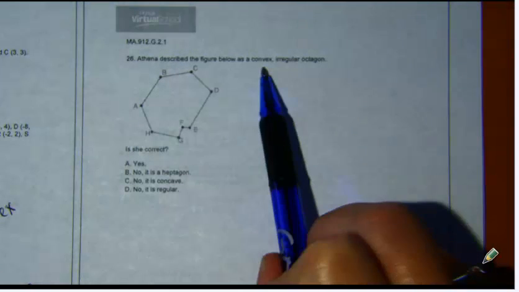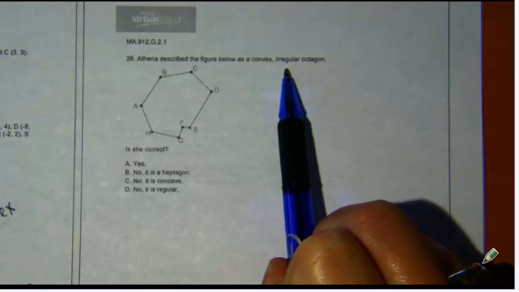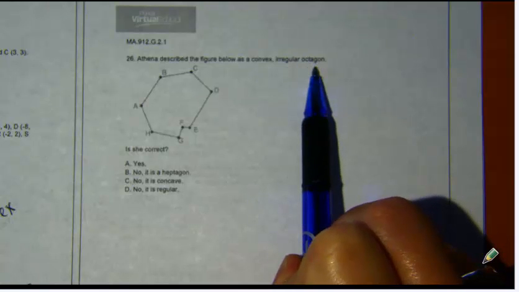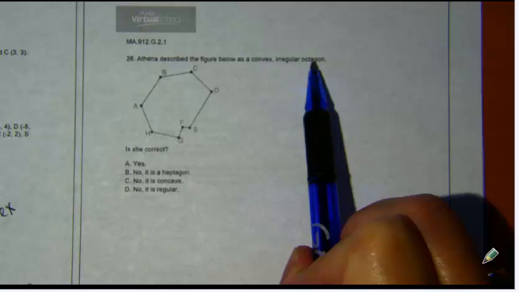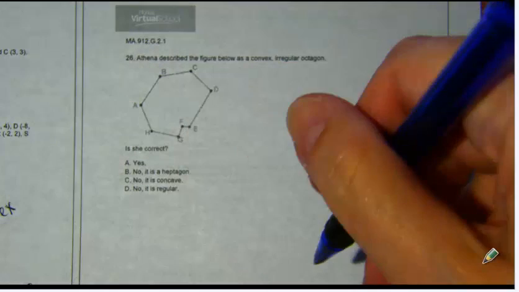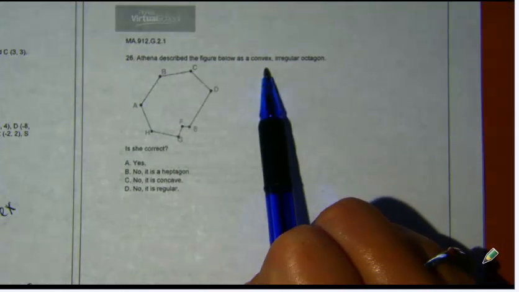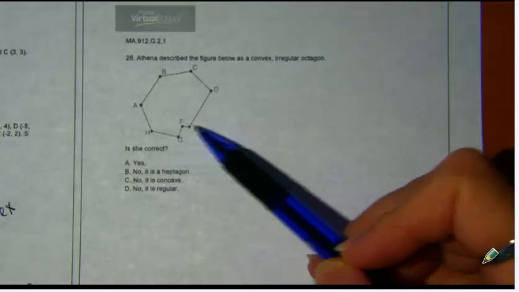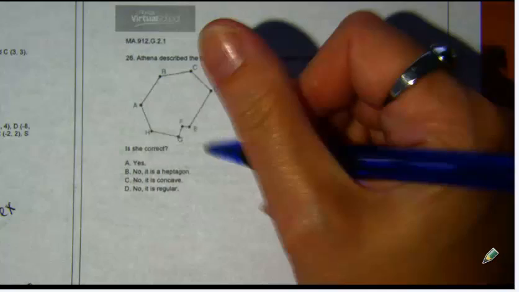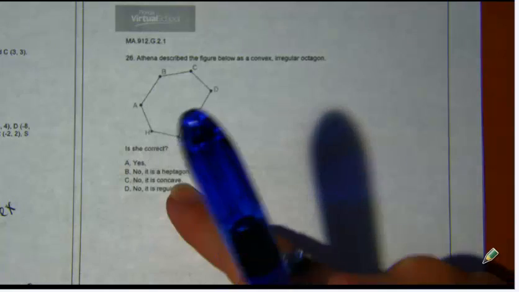So we've got a figure here, and she's saying it's convex and irregular and octagonal. Okay, it is irregular, and we can count the sides and see if it's an octagon, but is it convex? No, because this little corner caves in, right? So it's not convex, it's concave. Not too bad, I hope.